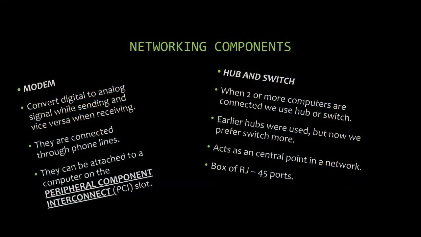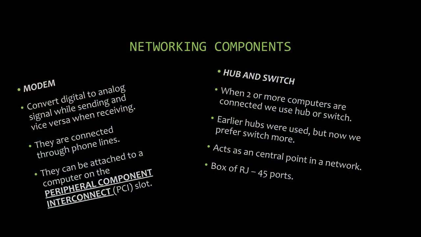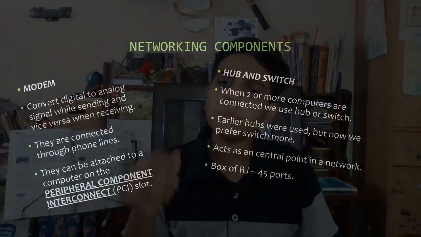Modem. Converts digital to analog signal while sending and vice versa while receiving. They are connected through phone lines. They can be attached to a computer on a peripheral component interconnect, PCI, slot. Hub and switch. When 2 or more computers are connected, we use a hub or a switch. Earlier, we used hubs, but now we prefer switches more. It acts as a central point of a network. It is a box of RJ45 ports.